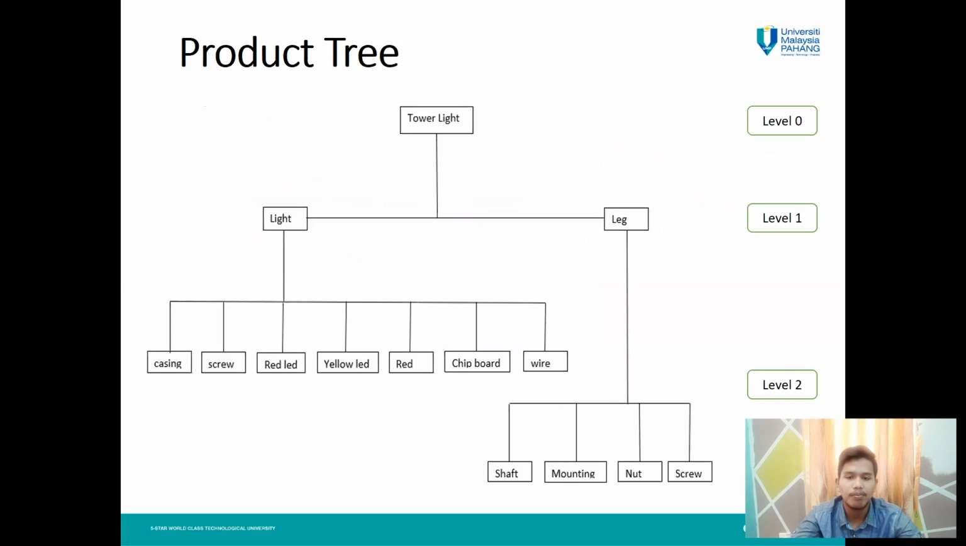Next, I will explain about product tree. For this product, we have three levels of product tree, which is level 0, 1 and 2. Level 0 is the whole body, which is tower light. Level 1, we have two components, which is light and lamp. For level 2, the components under light are casing, screw, red LED, yellow LED, switchboard and wire. They have four components under LED, which is shaft, mounting, screw and nut. That's all from me.